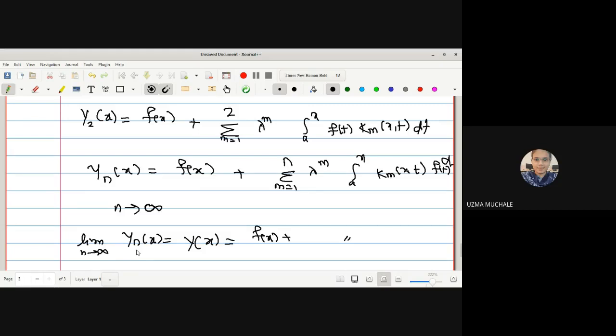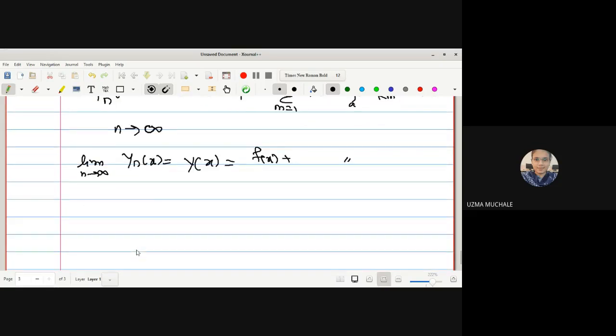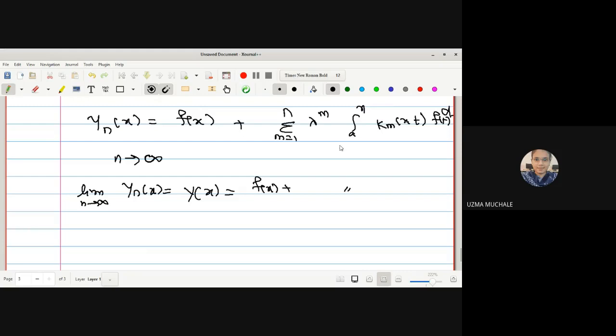Now this integration and summation we can also interchange. Yes, here we can interchange integration and summation, and we can write the same equation: y of x is equal to f of x plus lambda, integration a to x, summation m runs from 1 to infinity. As n tends to infinity, it will be lambda to the m minus 1, because I have taken one lambda outside.